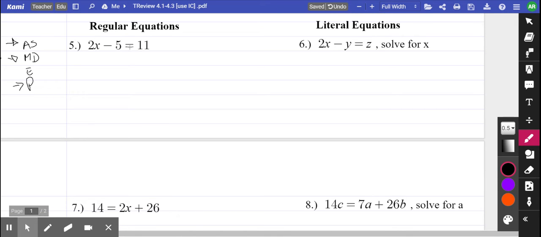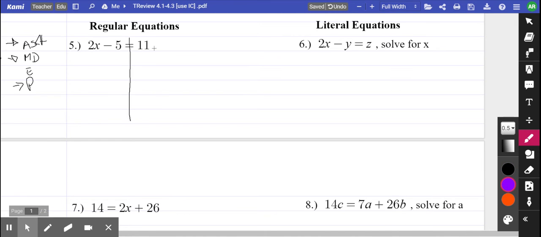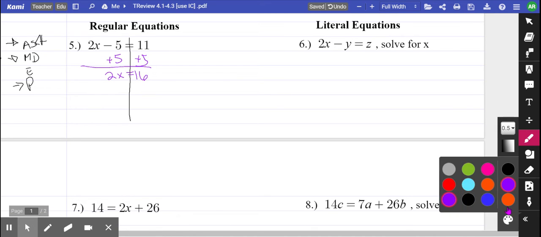So we have 2x minus 5 equals 11. We don't have a parenthesis, so there's no group, and there's no fraction bar that has a couple of things above it that makes something a group. So we have no groups here, so we don't have to worry about that. So that means we're going to focus on adding or subtracting first. We see we're subtracting that 5, so we got to add that 5 to both sides. This gives us 2x is equal to 16.